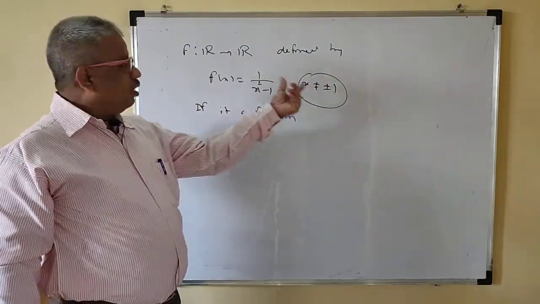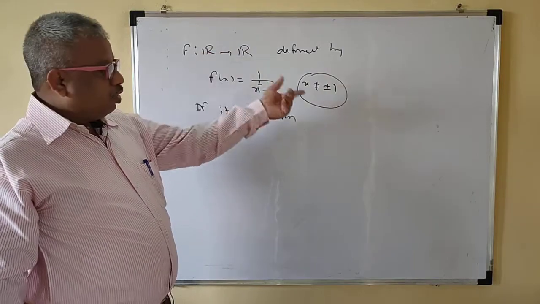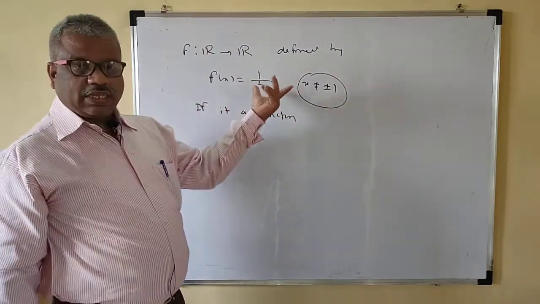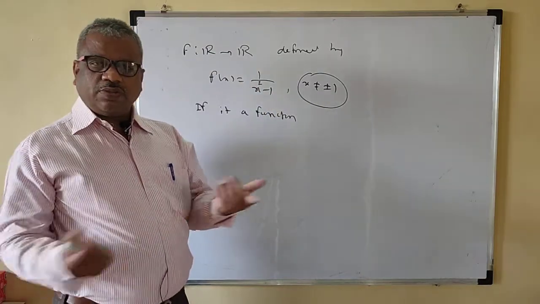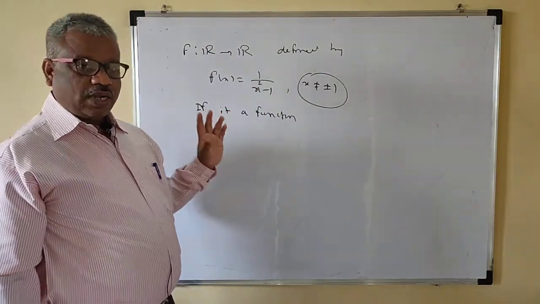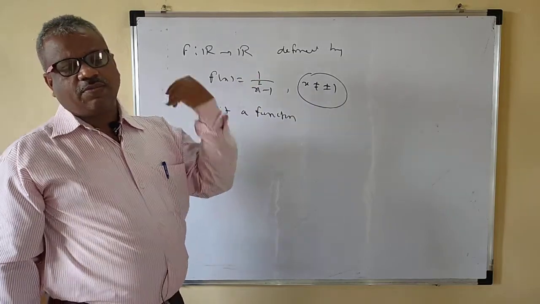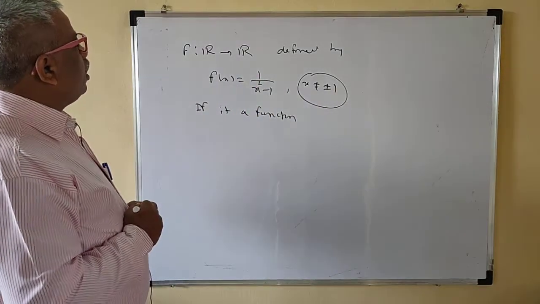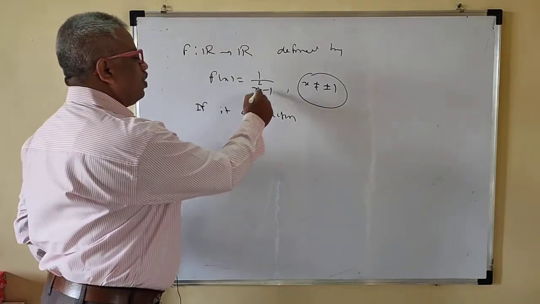That means in the domain, plus or minus 1 is not there. So for other values you don't have a problem. Your denominator will not be 0. Don't take care of the numerator. If the numerator is 0, it doesn't matter. Okay? So now, if I define the function like this, with plus 1 here.